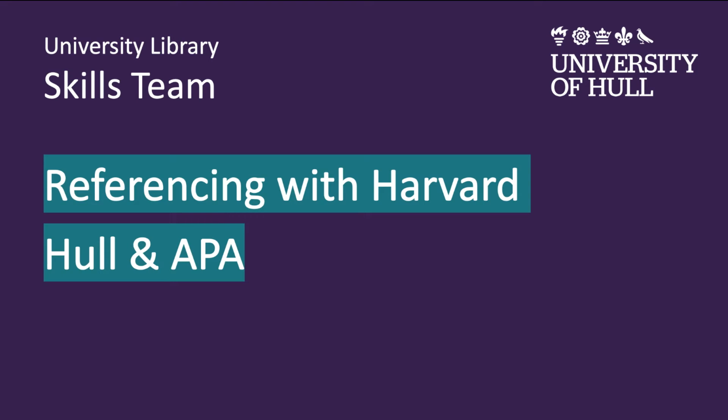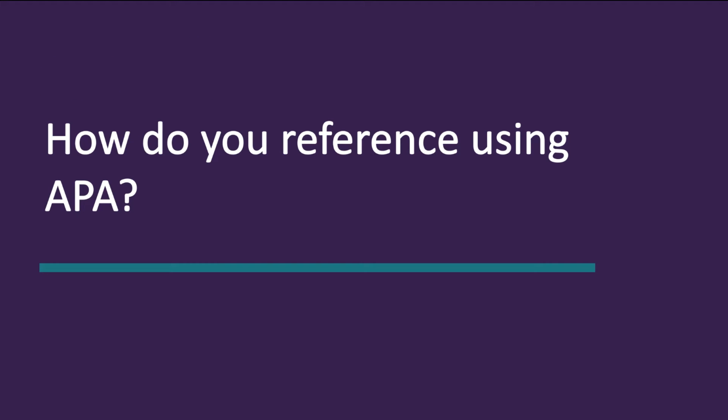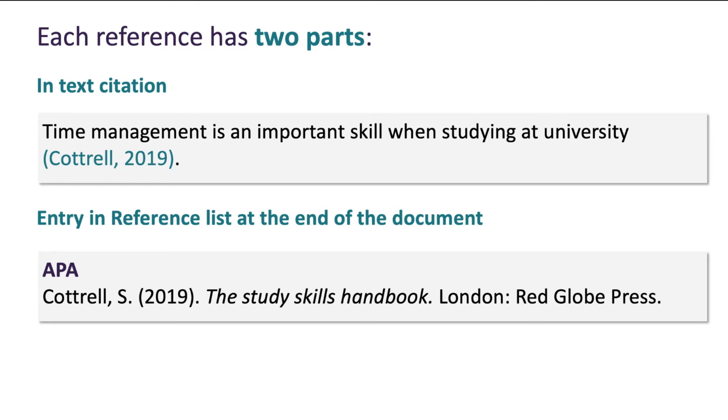This is the third in the videos about referencing with Harvard Hull and APA. In this video we're going to look at how you reference using APA. Each reference has two parts. There is the in-text citation, which is a part that goes in your assignment to support whatever you're saying or your quotations, and the second part is the entry in the reference list. This is a longer reference, with more information in, so that if your lecturer wants to go back and find the information, they can.